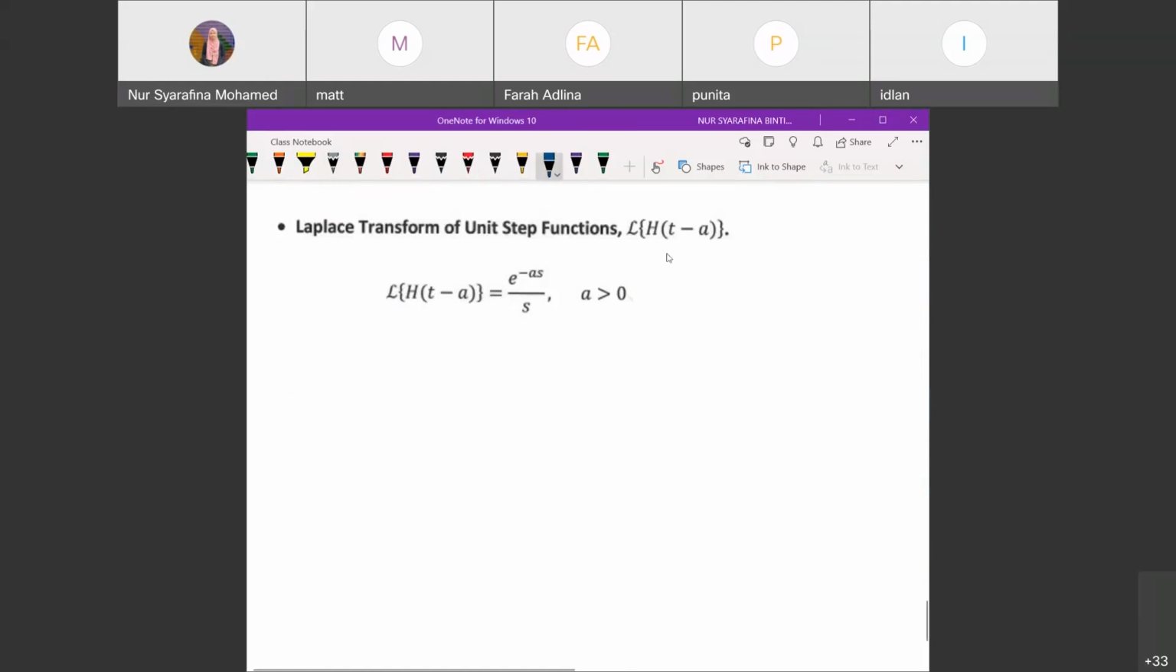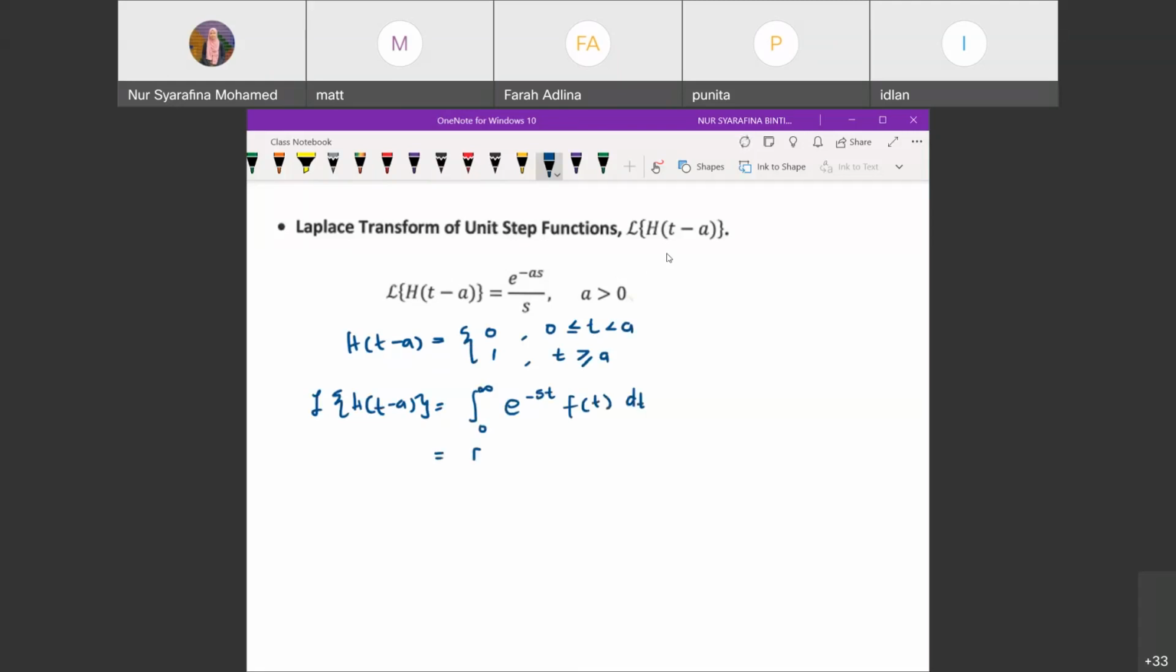You know that h(t minus a), the unit step function, is given by 0 from 0 to a, and 1 from a onward. Right? So, by definition, if you want to transform the function, it is always the integral from 0 to infinity of e to the negative st times f(t) dt.